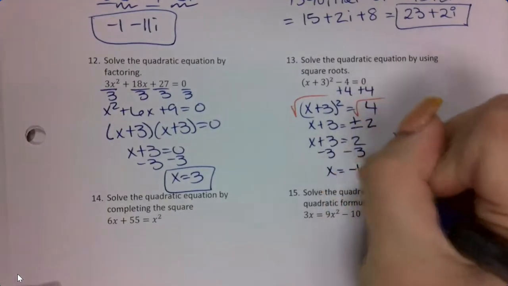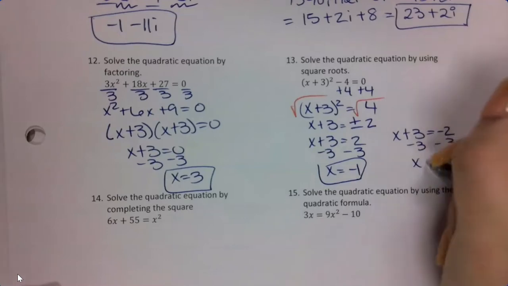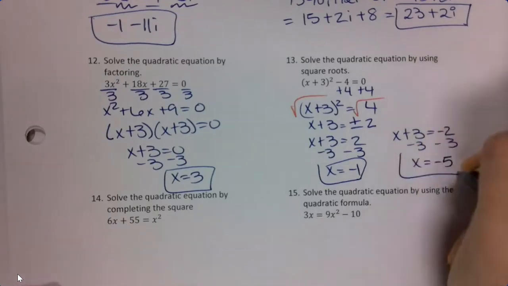This gets me x equals negative 1. Same thing for the second one. This gets me x equals negative 5.